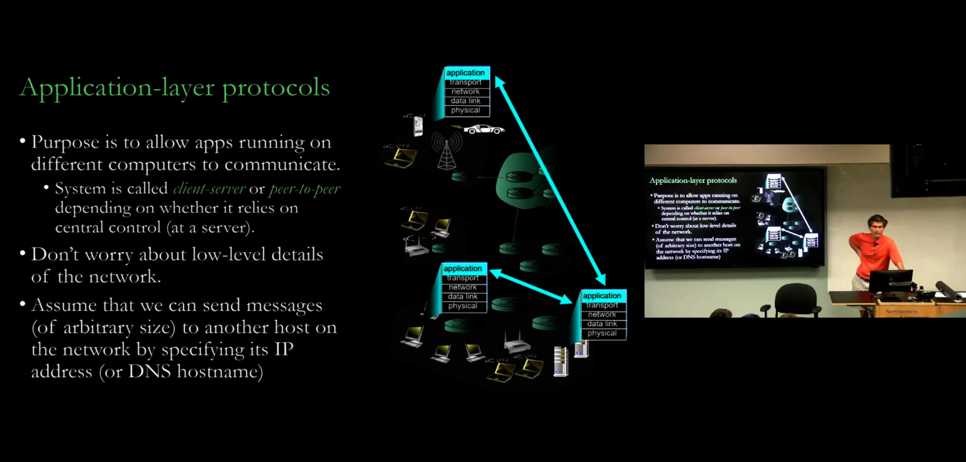So there are 2 general categories of application layer protocols: client-server or peer-to-peer. And we distinguish between those 2 based on whether or not the protocol relies on a centralized server. If it does, then it's a client-server protocol. You have many machines that generally talk to one centralized location, and that centralized server then distributes data back out to the appropriate client.